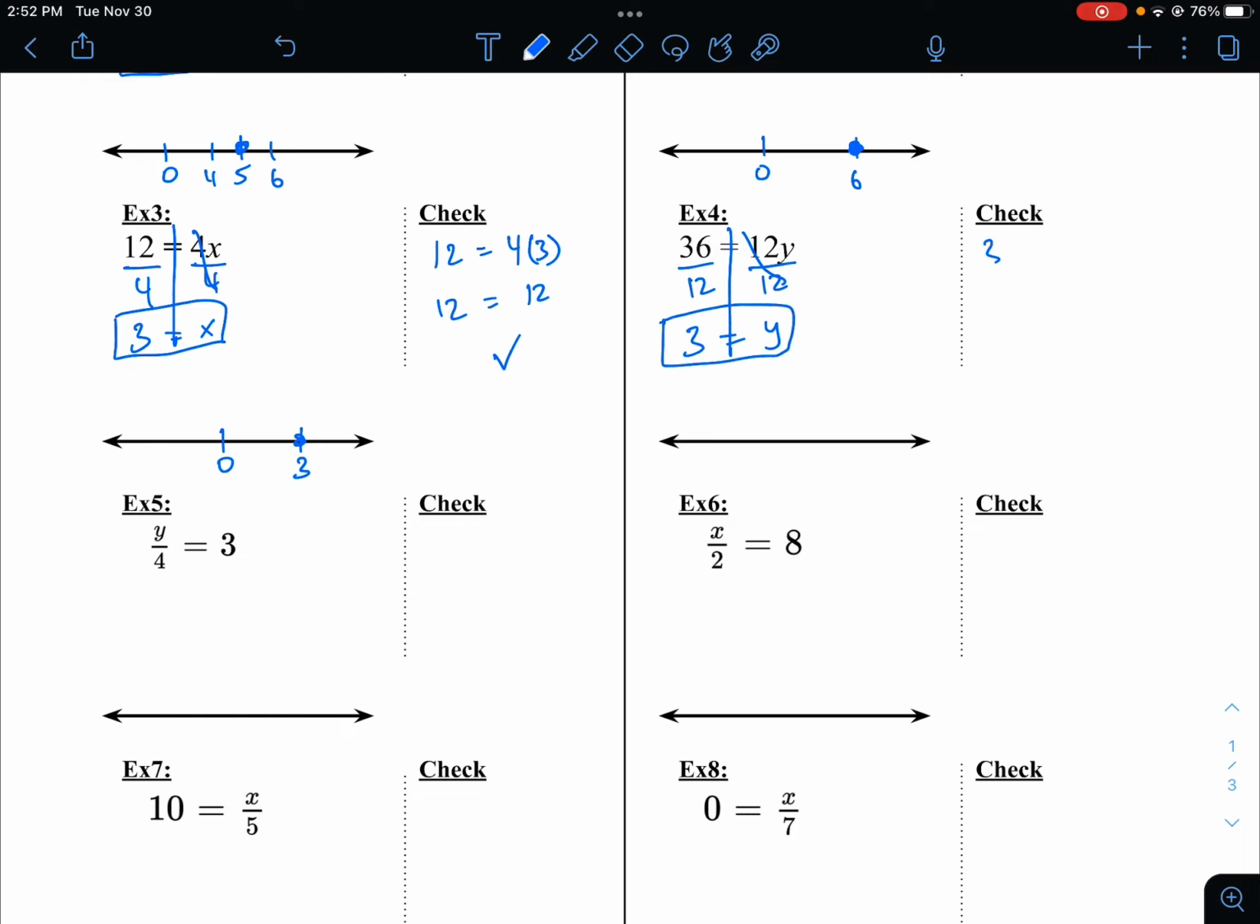Let's check to see if our answer is correct. y is 3. So does 3 times 12 equal 36? It does. Answer checks out. Let's graph that. 0, and that's 3. 3 is right there on the number line.